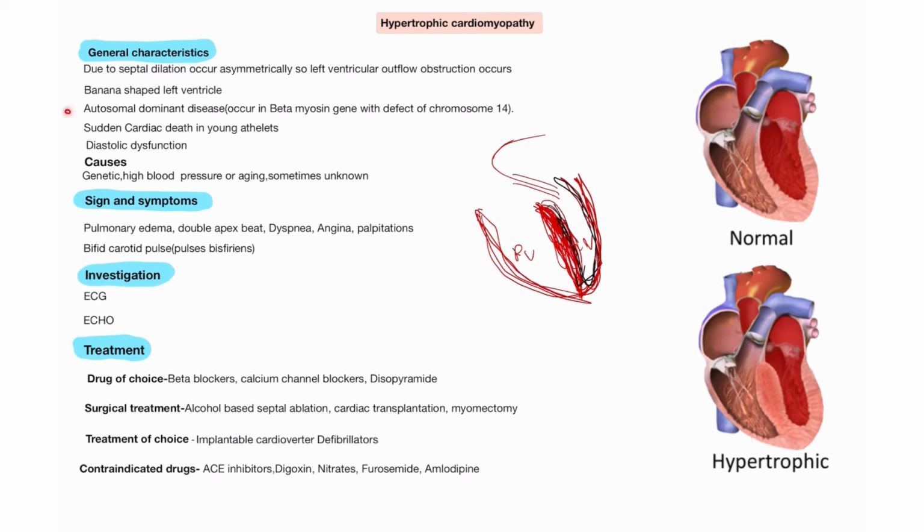It is an autosomal dominant disease. Please learn this. This is an autosomal dominant disease because mostly this occurs in the beta myosin gene and chromosome number 14. Chromosome number 14 abnormality occurs in hypertrophic cardiomyopathy. Please learn this. This is an autosomal dominant disease, because mostly in the question they will ask which type of disease. This is an autosomal dominant disease.